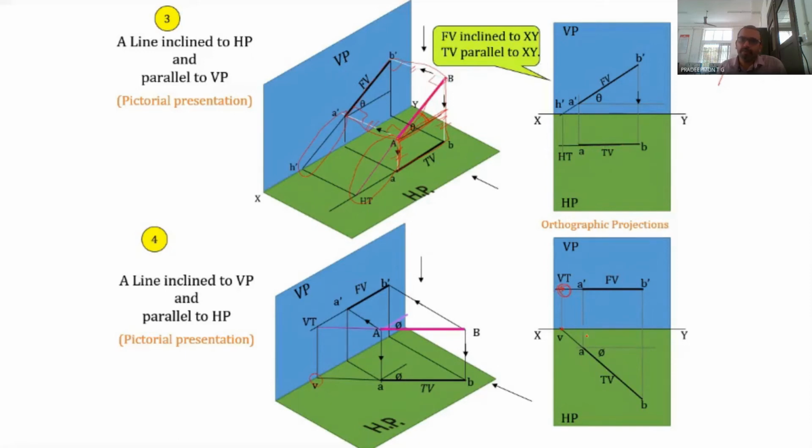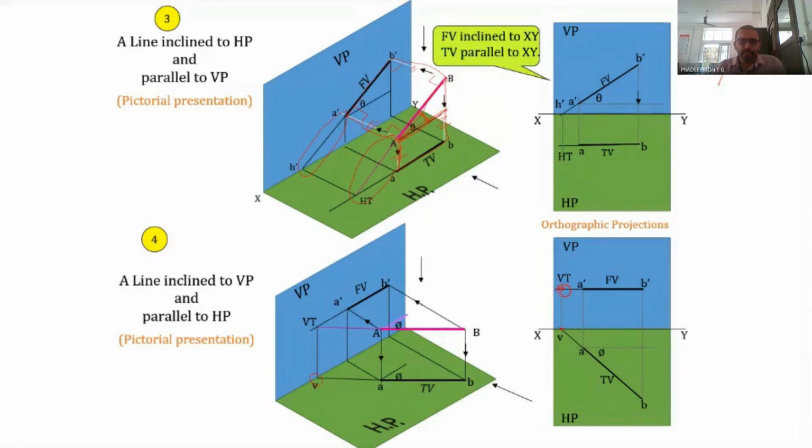Here also, if you see, v, a and b are in the same line, and VT, a dash, b dash are on the same line. So this you have to remember. That is, always the vertical rays, a dash and b dash will be in the same line. Likewise, HT, a and b will be in the same straight line.